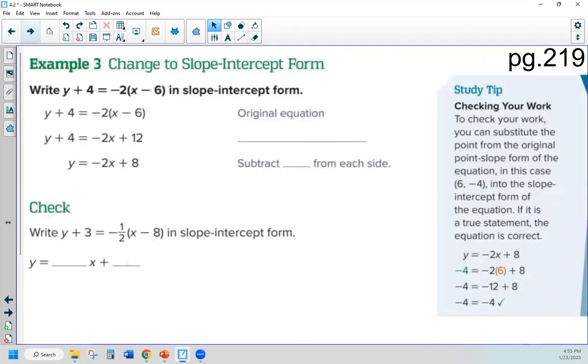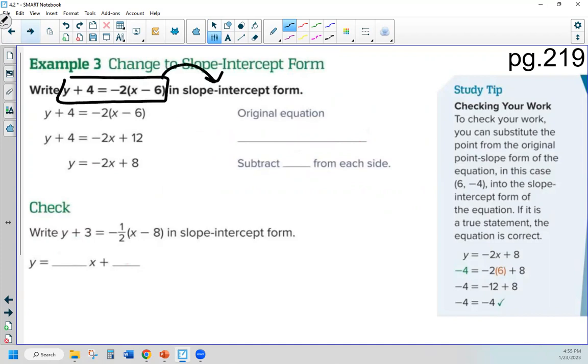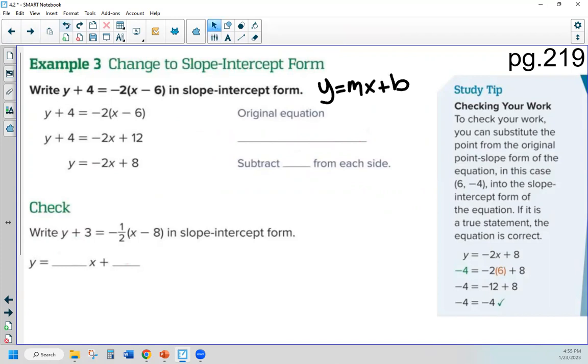We're jumping back to page 219, right back in your book. Here we have an equation which is in point slope form. Can you go ahead and write it in slope intercept form? And as a little reminder, slope intercept form looks like this: y equals mx plus b. Now, what are the steps?